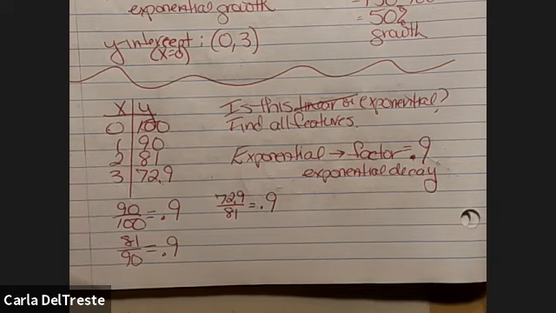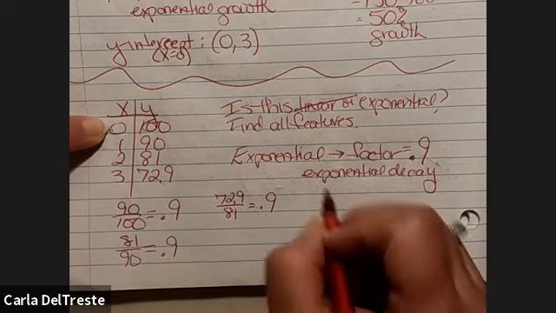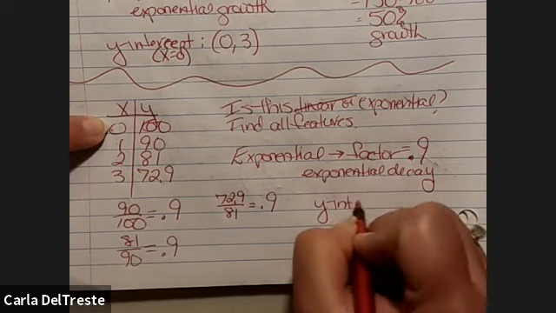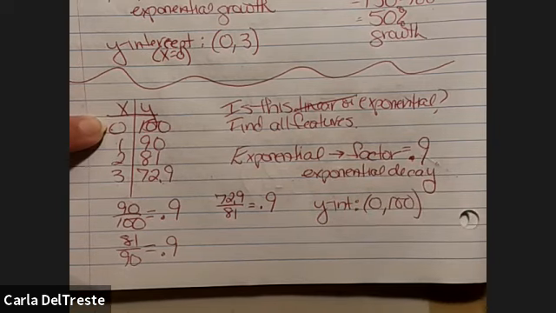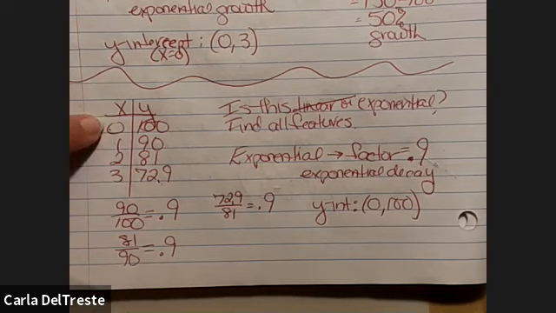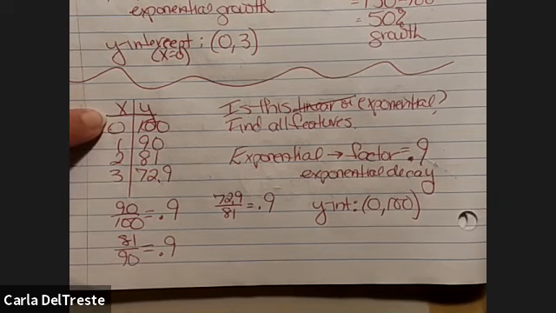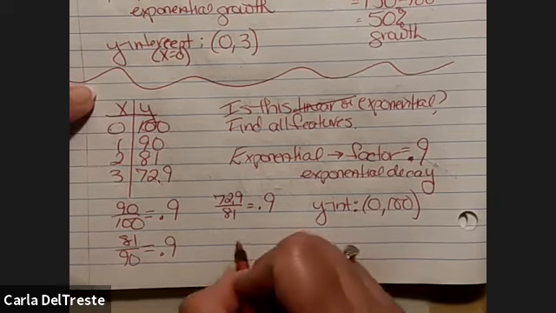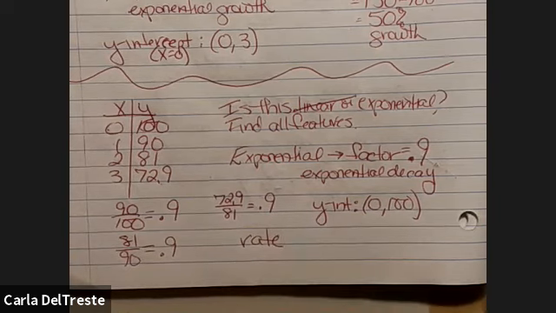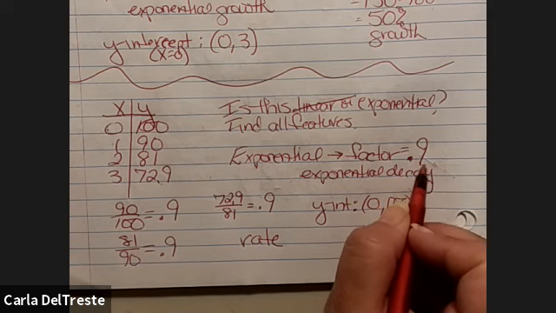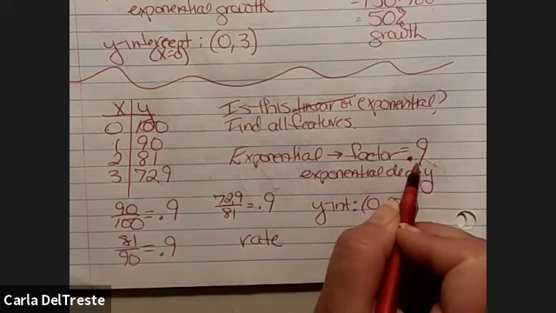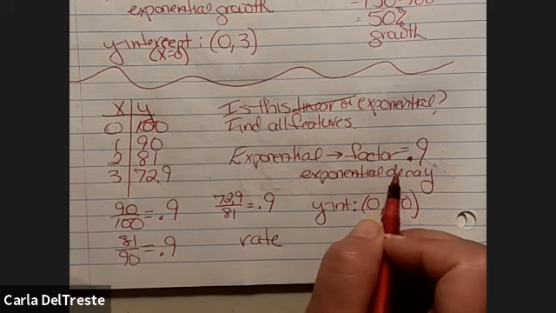Do I have a y-intercept here? I do. My y-intercept is 0, 100. Remember, y-intercept always occurs when x equals 0. And now, can I figure out the rate of decay? Well, my factor is 0.9. That tells me I'm keeping 90% if I was to convert this to a percent. I take away the original 100%.